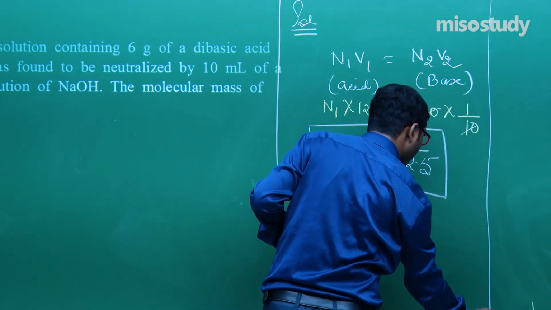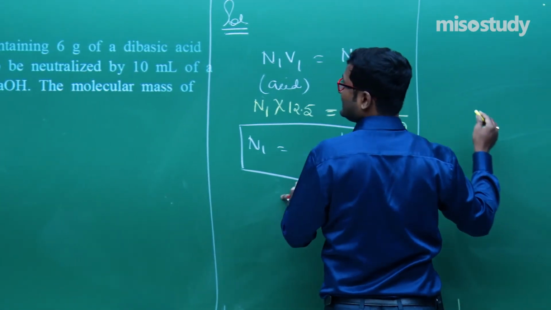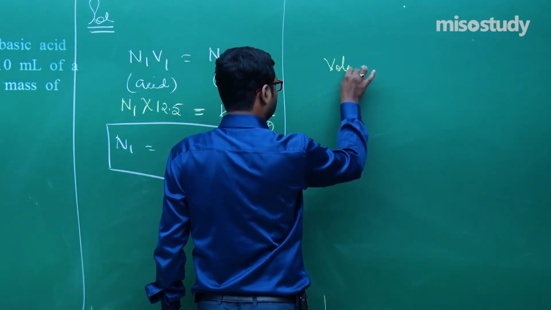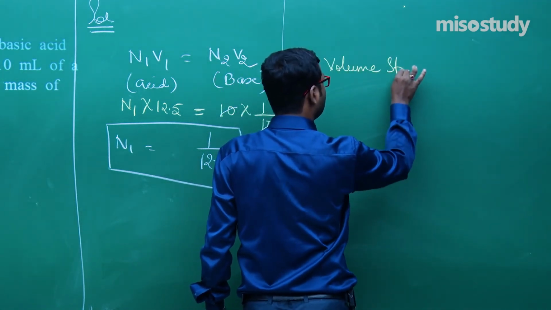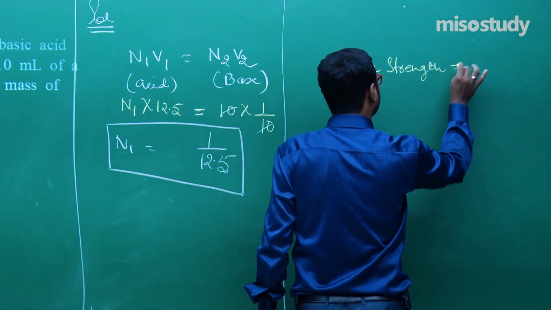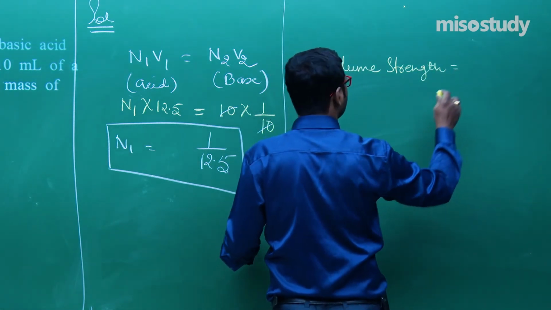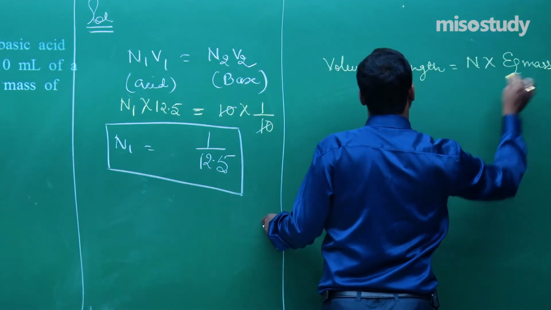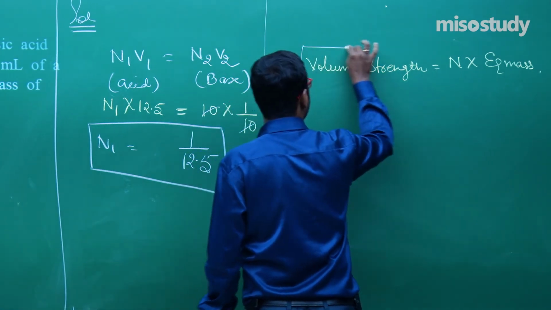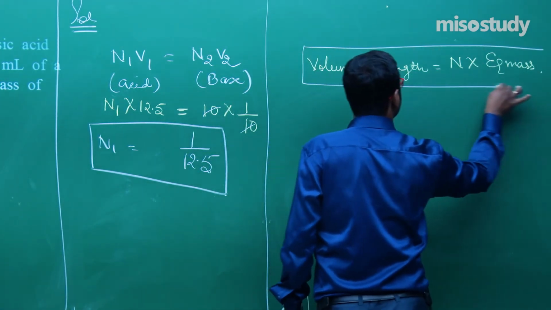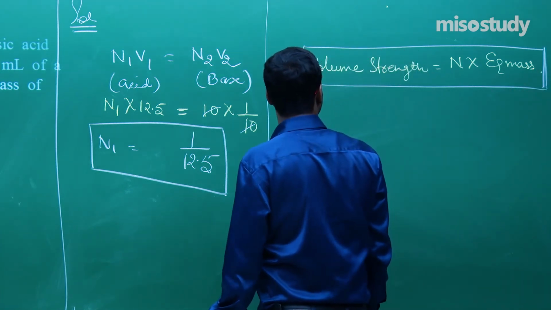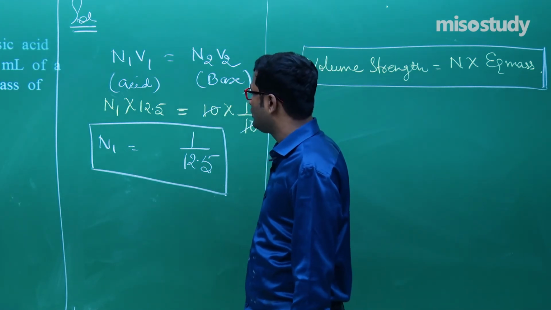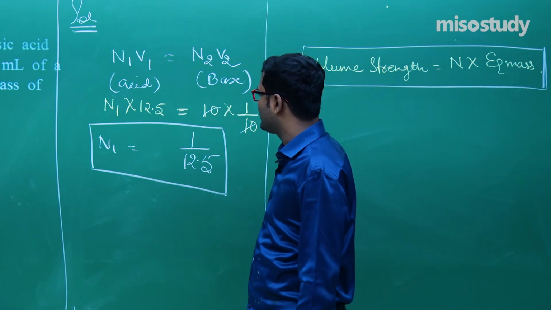Now moving here, what to do next? As we know, volume strength. Clear to you? Volume strength is equal to normality into equivalent mass. Now tell me what will happen in this case. Do you remember this? That is, the volume strength is equal to normality into equivalent mass. And what is volume strength?